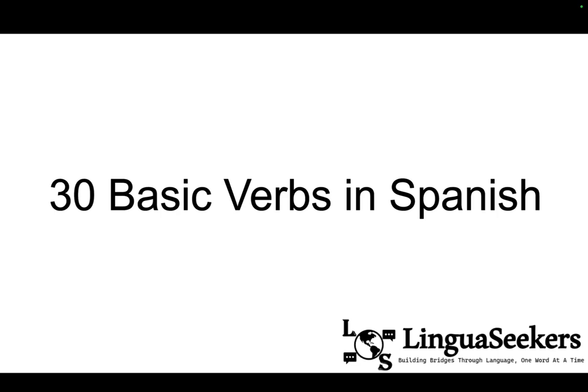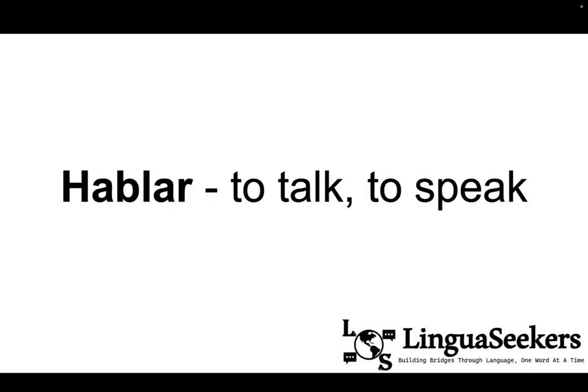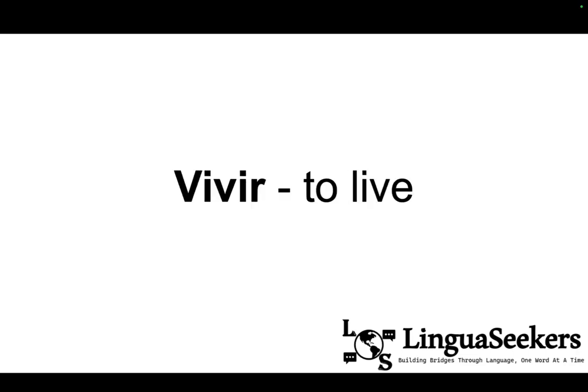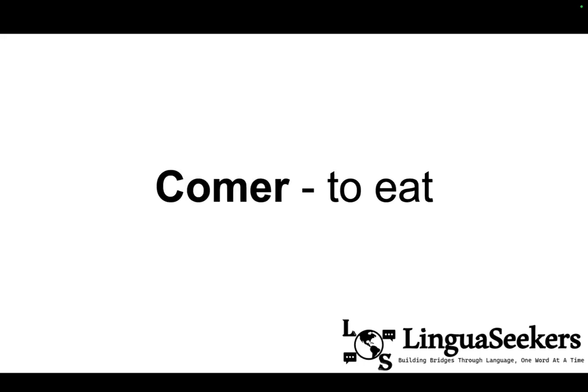Now, in English, verbs are words that have the "to" in front of them. So to walk, to talk, to eat, things like that. In Spanish, there are three main types of verbs, and they are based off their endings. So the first type is the AR ending verb. Hablar, meaning to talk or to speak, is an example of an AR ending verb. The other type is an IR ending verb, which is, for example, vivir, meaning to live. And the last type would be the ER ending verb, comer, meaning to eat. You'll see this pattern throughout all the verbs that we'll go over.